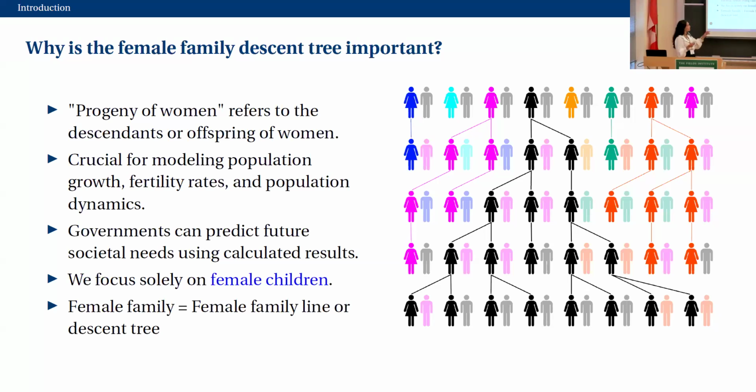So if we can use some stochastic model to model the lifetime of a woman, we will be able to compute certain characteristics related to the individual woman as well as the whole female family coming out of her. And that's exactly what we focus on. So today, throughout my talk, I'll keep using the word female family. By that, what I mean is the entire family line or descent tree coming out of one woman. And we only focus on the birth of female children because it's a lot easier to keep track of offspring of a woman than those of a man. And fertility rates, which is an important modeling parameter, is readily available for women, unlike for men.